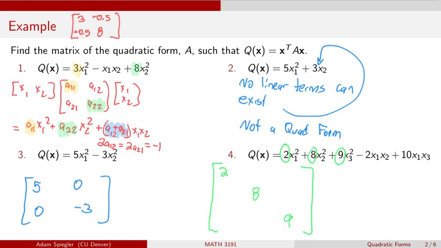And we want to pay attention to the signs, but these are all positive. So we have positive diagonal entries. That's not necessarily going to be the case. We can have negative coefficients, and then our diagonal entries might be negative.